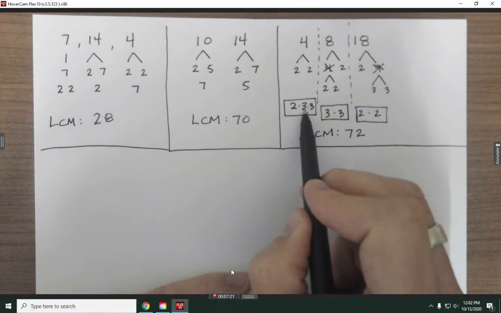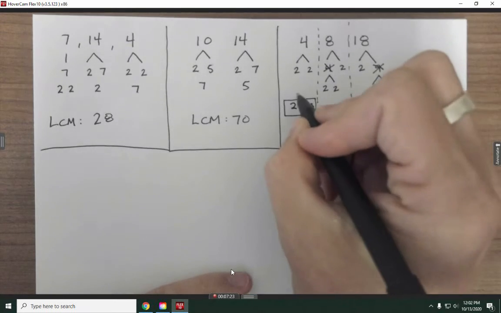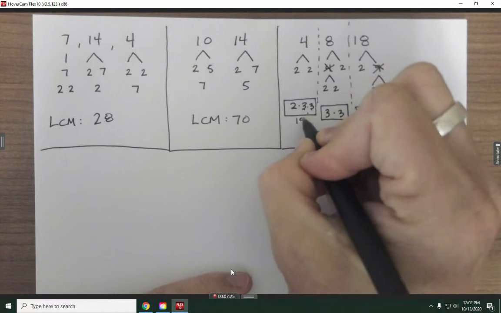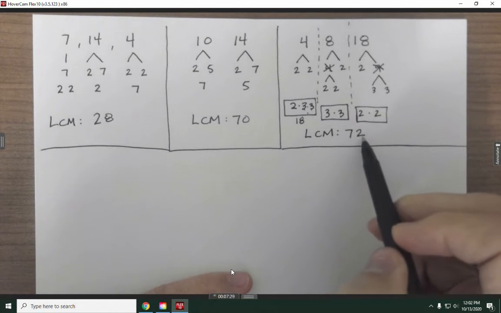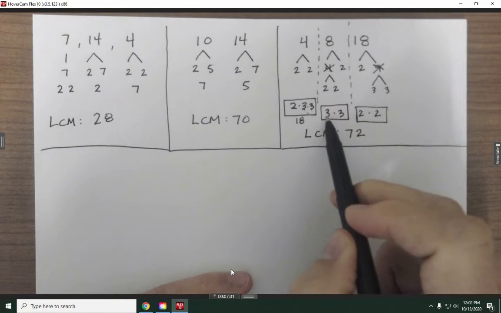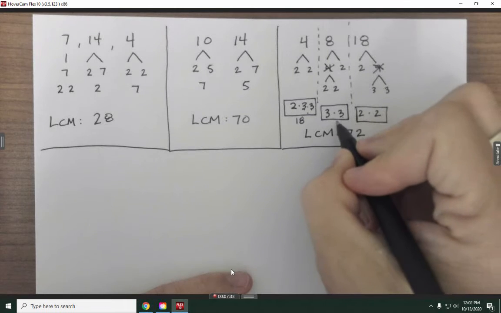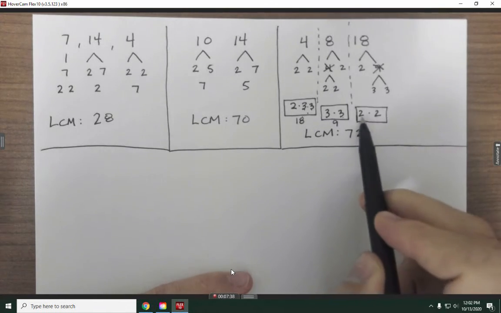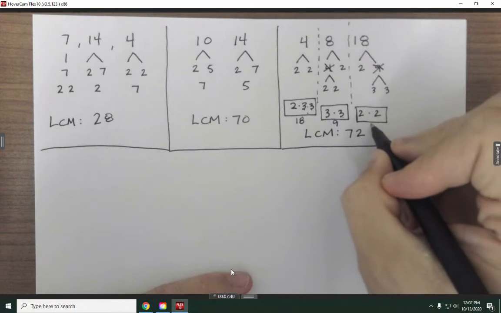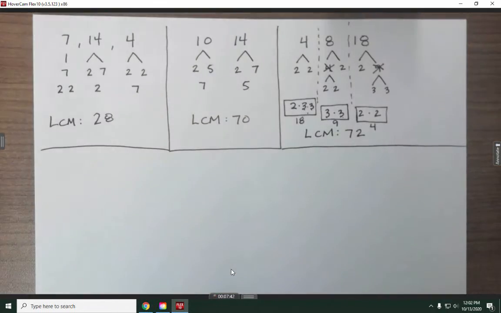Now 2 times 3 is 6, times 3 more is 18. So that's our answer for 4. 72 divided by 8 is 3 times 3, which is 9. And then 72 divided by 18 is this, 2 times 2, which is 4. So those are your answers for your step 2.